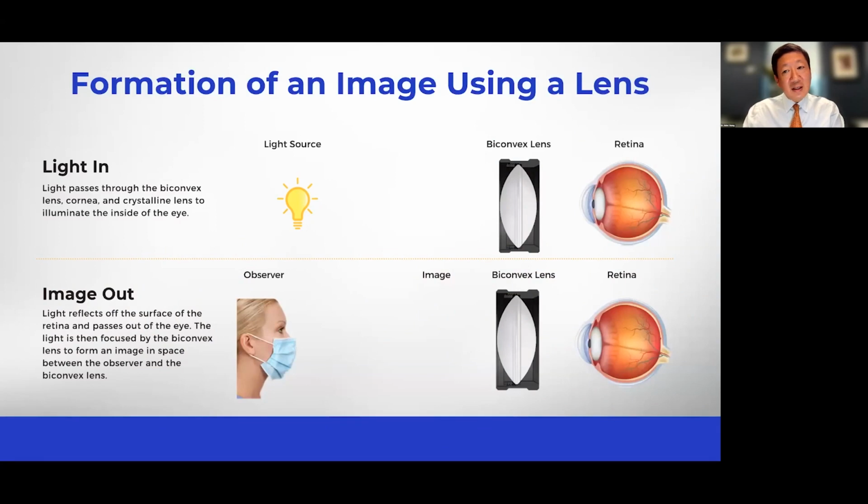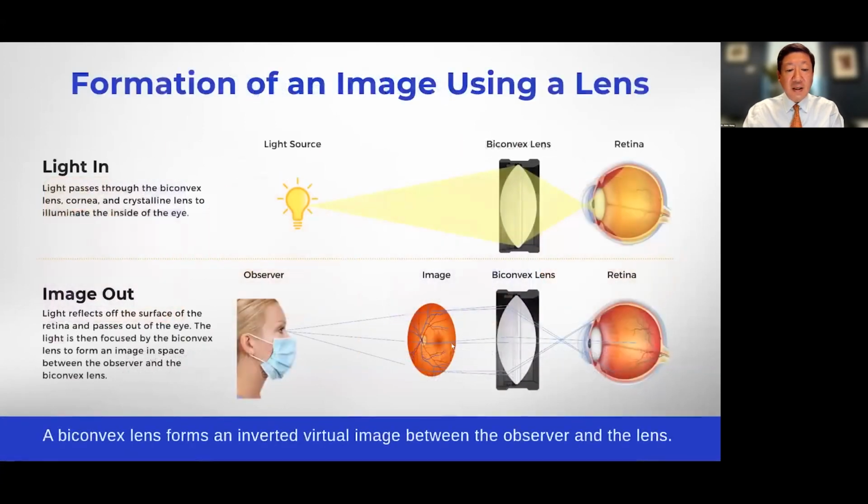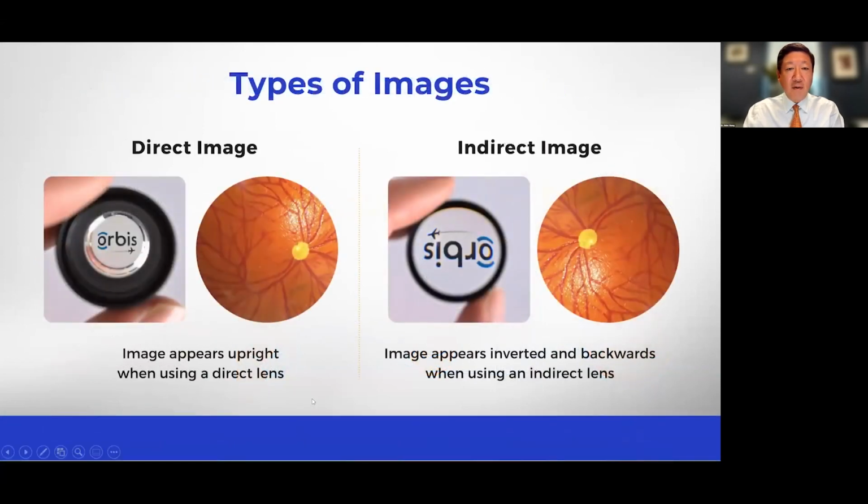In order to see inside the eye, you need to have a light source to illuminate the inside of the eye. And it's that reflected image that comes back out of the lens and is refocused by the biconvex lens to form an image between the observer and the biconvex lens. So the biconvex lens forms an inverted virtual image between the observer and the lens. It floats in the air, if you will, and that gives us a great view, but it is subject to all the things in the pathway that are present to create that very important view.